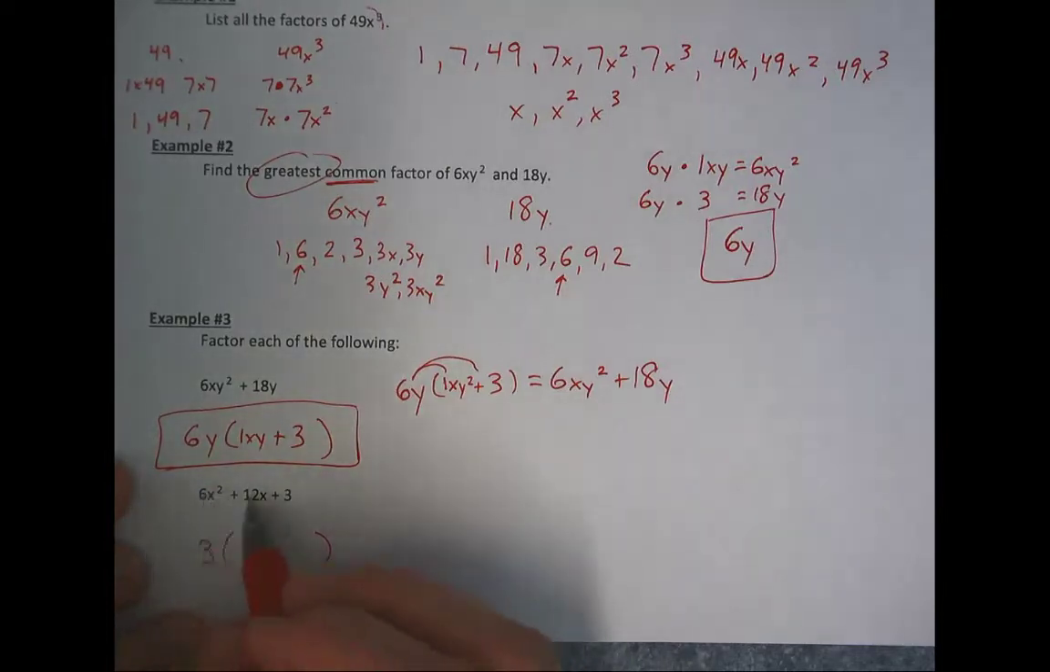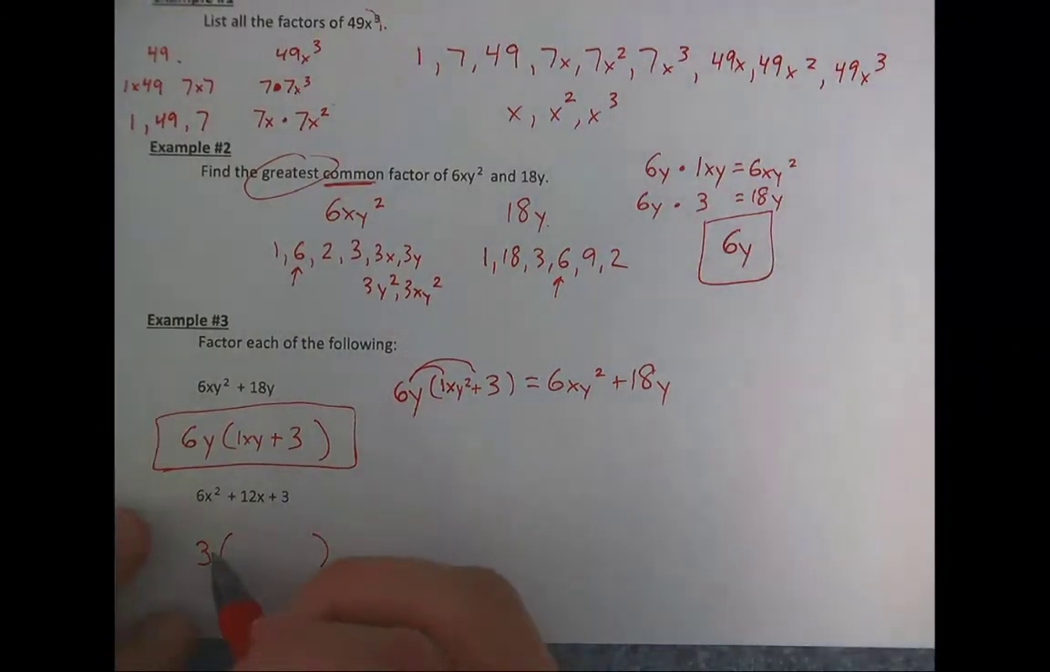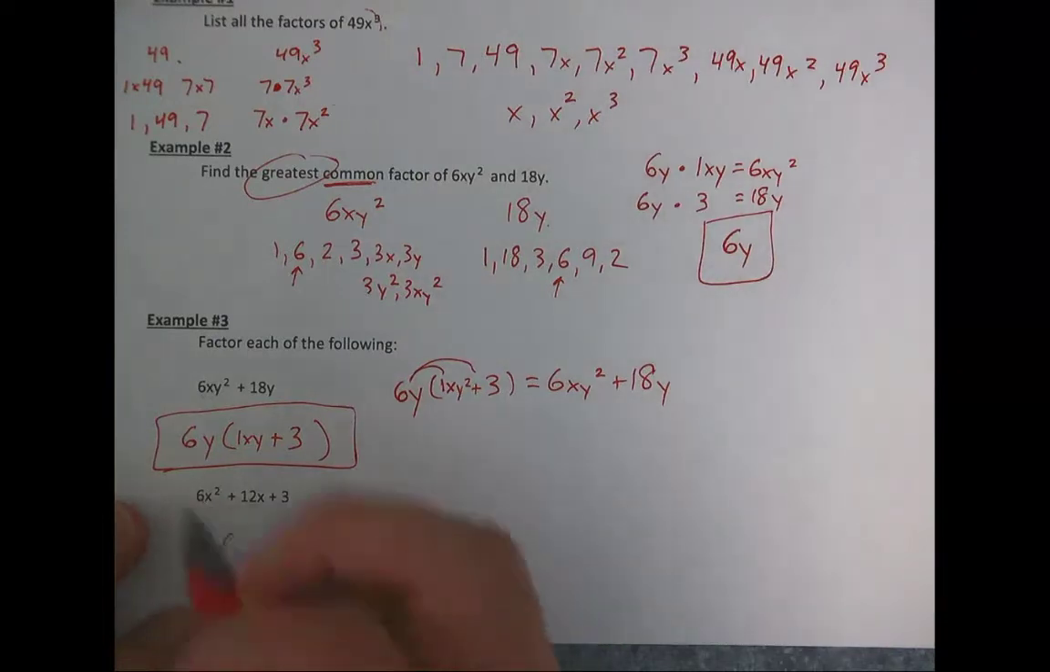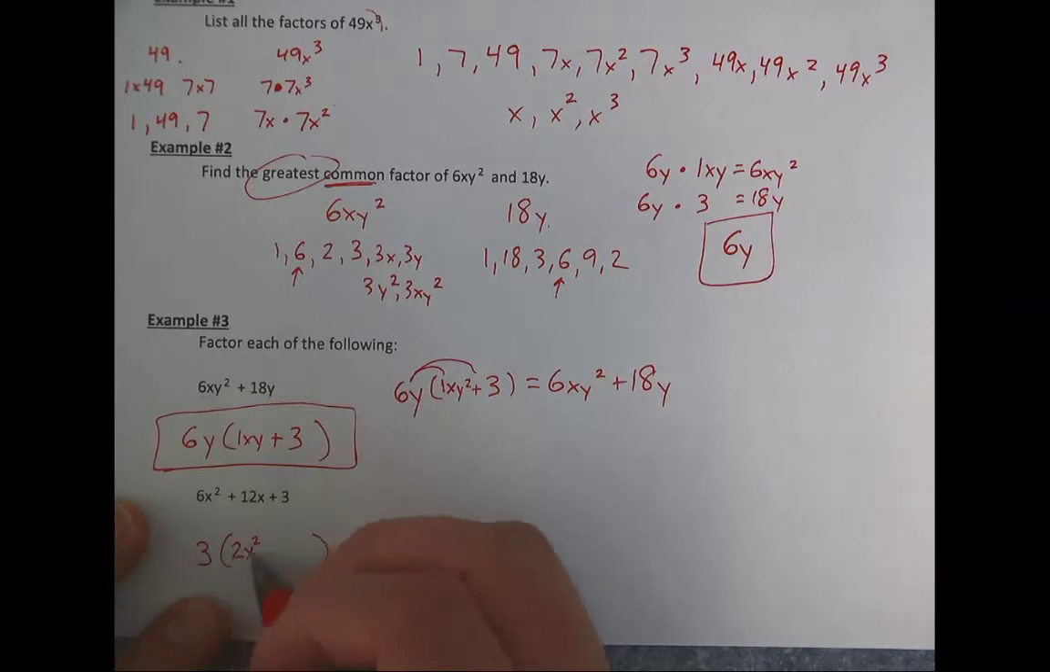Now 6 goes into 6 and 12, but it's too big for 3. So you've got to find one that works for all of them. So we've pulled the 3 out here. And so what am I multiplying 3 by to get back to here? Well, it's going to have to be a 2 to create the 6, and it's going to have to be an x squared. 3 times 2x squared gets me back to this.